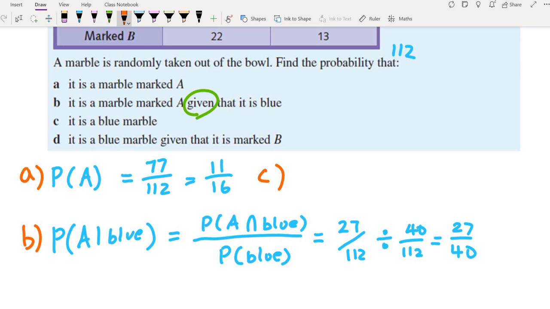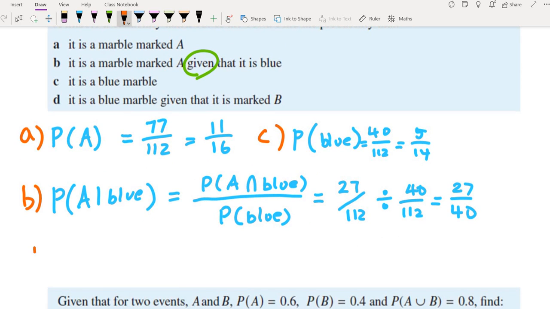Alright, part C, it is a blue marble. That's an easy one. So it's just the probability of blue. Like we said, that's 40 over 112. So it's going to be 5 over 14.